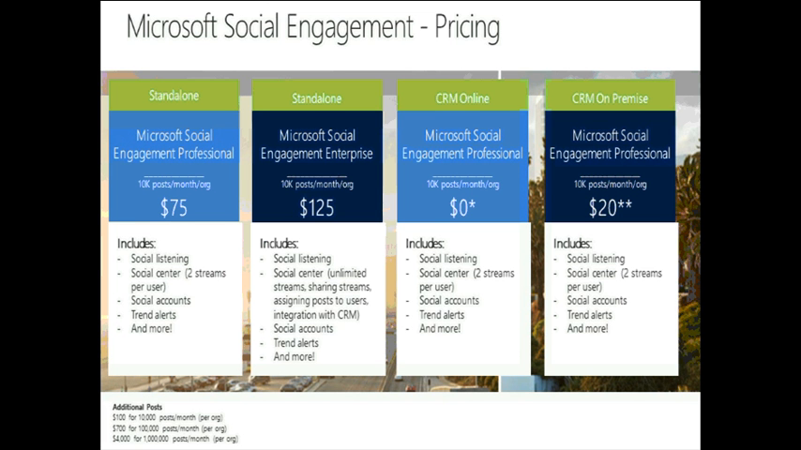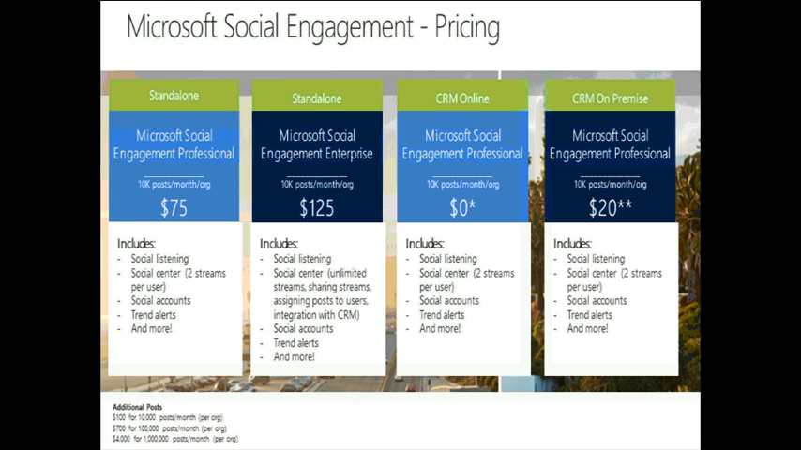Now, I mentioned this on day 1 here when we talked about CRM licensing. If you have 10 professional CRM licenses, you will get social engagement professional for free. So that'll be provisioned in your organization, and your CRM users can use it. If you have under 10 users, then you could go and purchase the standalone option, but still integrate it with CRM. You would have to pay for the additional licenses for social engagement if you were below 10.